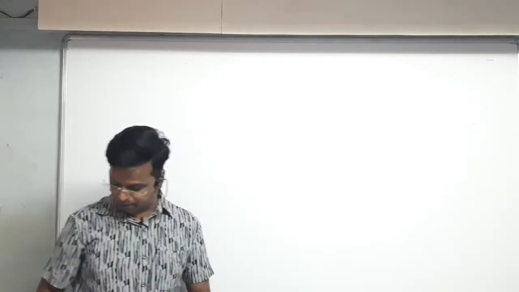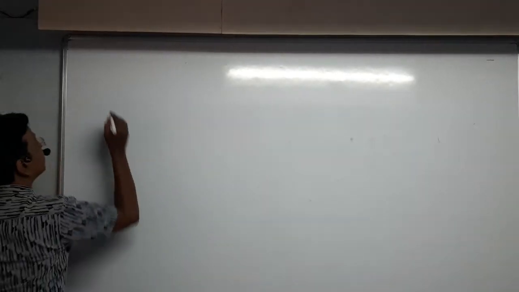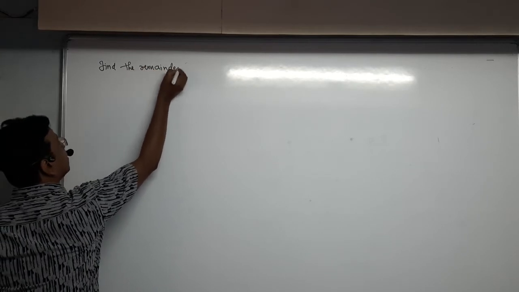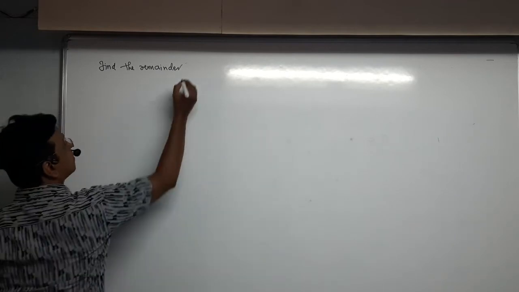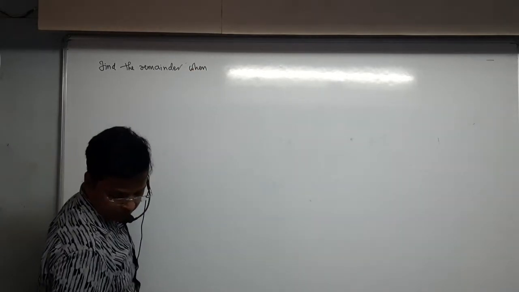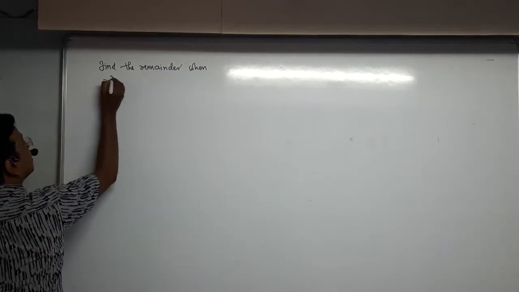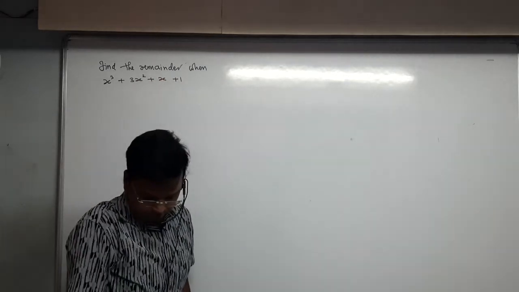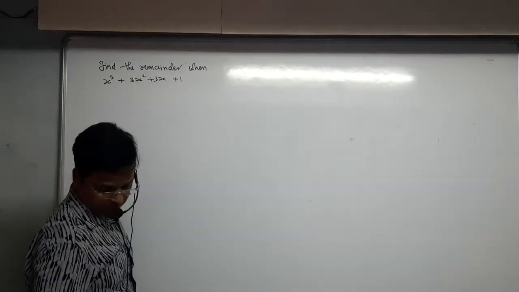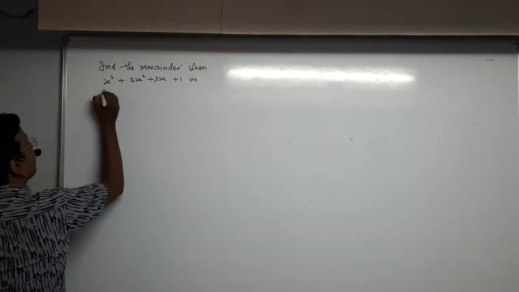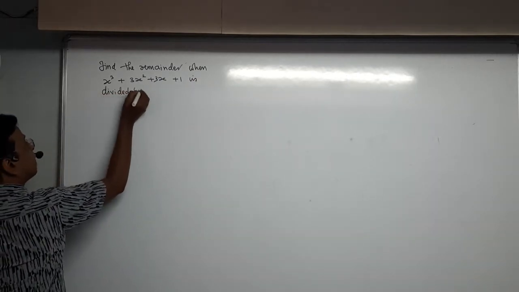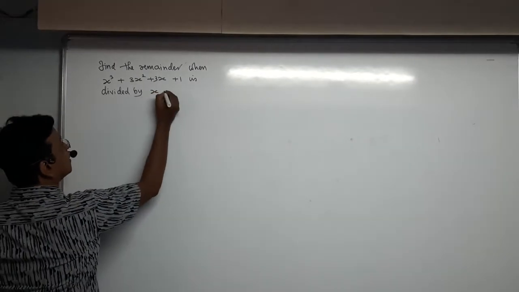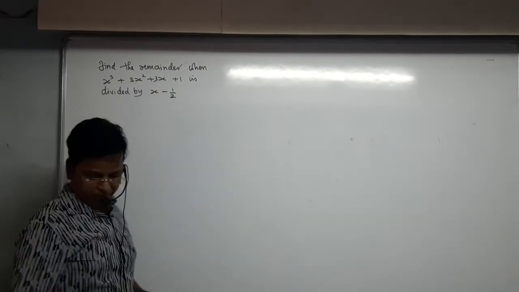Find the remainder when you have to solve this: x cube plus 3x square plus 3x plus 1 is divided by x minus half. Let's solve it fast.